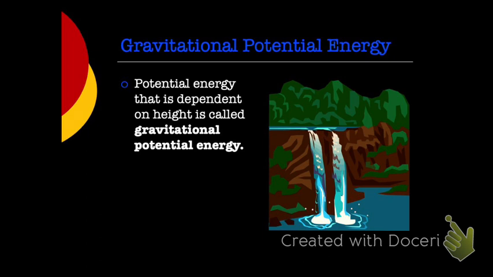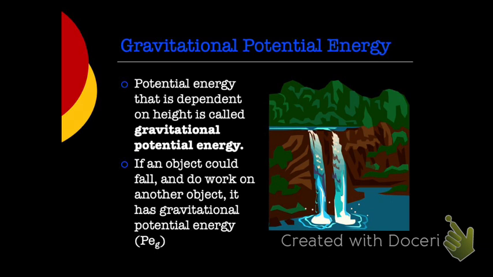The way we look at this is that if an object can fall and do work on another object, it has gravitational potential energy. We sometimes abbreviate potential energy as PE, and then you can put a little G by the end of it to say that it's gravitational potential energy. I usually do use two capitals, I don't know why I didn't there. Just like kinetic energy was abbreviated, PE is potential energy, and then you might see a little G next to it so that it's gravitational potential energy.